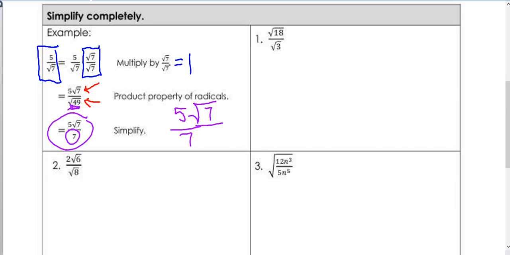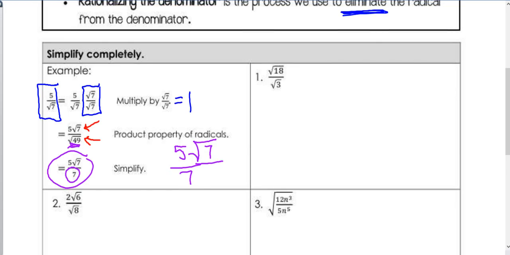All right, so let's go ahead and do number 1 together. And I'm going to flip my computer, so give me 1 second.